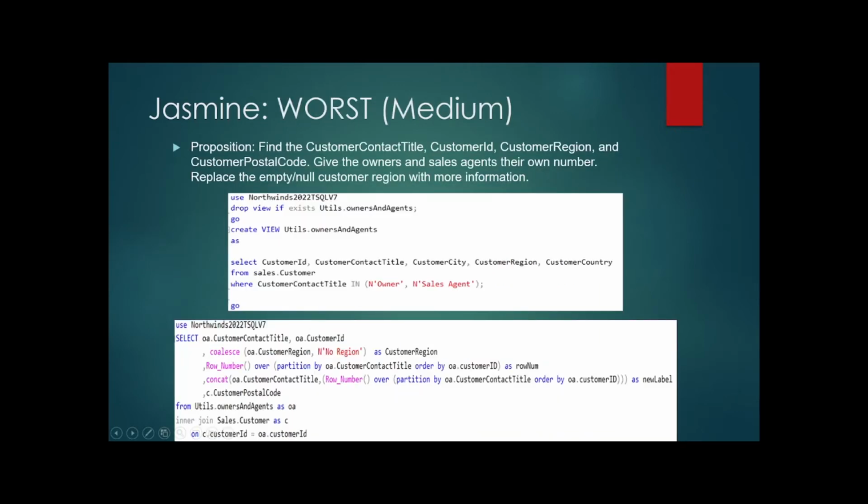Proposition: find the customer contact title, customer ID, customer region, and customer postal code. Give the owners and sales agents their own number. Replace the empty/null customer region with more information. So first, create a view that filters for the owners and sales agents. In the main/outer query, use the row number function to generate a unique number for each owner and sales agent. Use the coalesce function to display no region whenever there are nulls, and use the concatenation function to generate a new label for owners and sales agents.